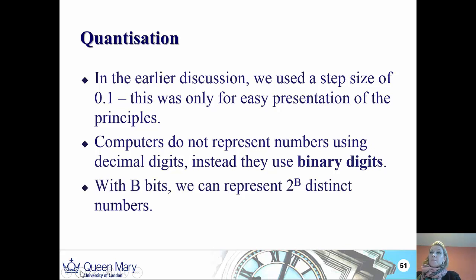So with B bits, we can represent 2 to the B distinct numbers. If we've got 3 bits in our signal, we can represent up to 8 distinct numbers. So the number of distinct values we wish to communicate in our digitized signal should always be a power of 2.